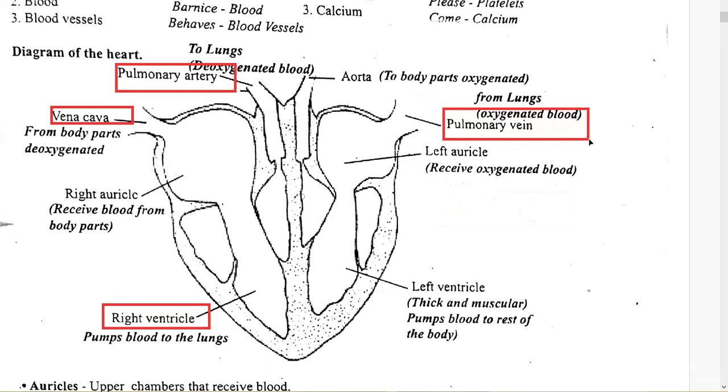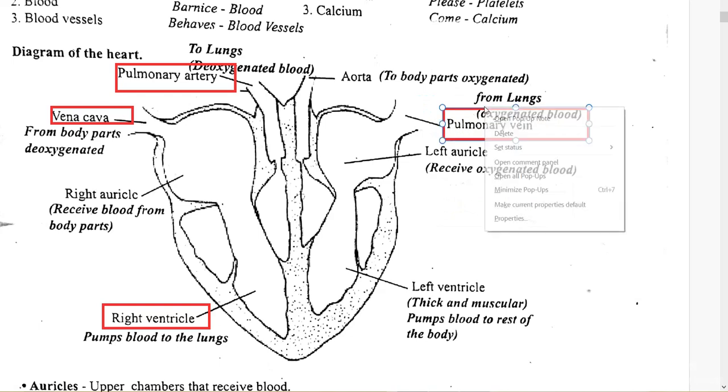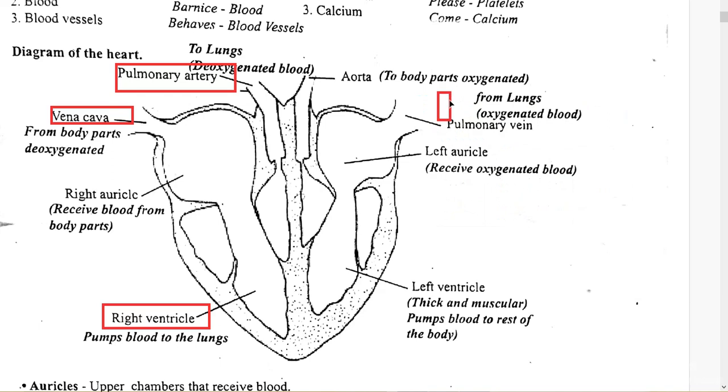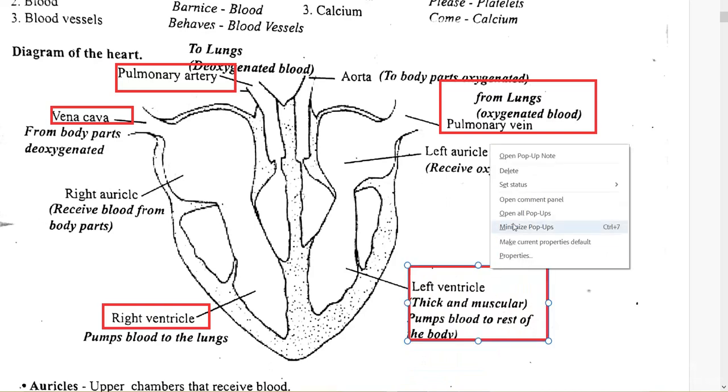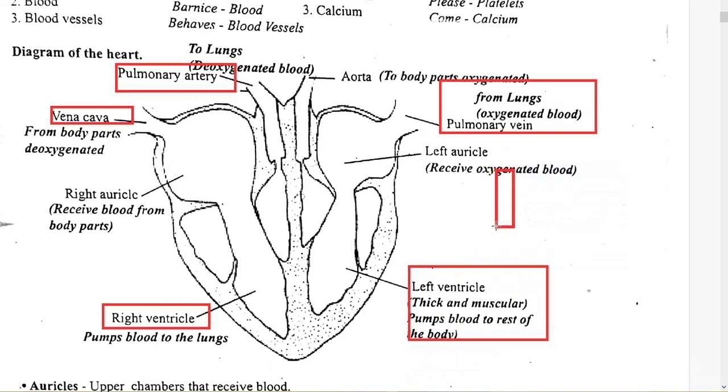Now, this is oxygenated blood from the lungs. From the lungs into the left ventricle, oxygenated blood, then into the left ventricle. The left ventricle has very thick muscular walls. The reason why they are very thick is to pump the blood to the other parts of the body. So it is very thick so that it can have more energy to pump the blood from the heart to other parts of the body through the aorta.